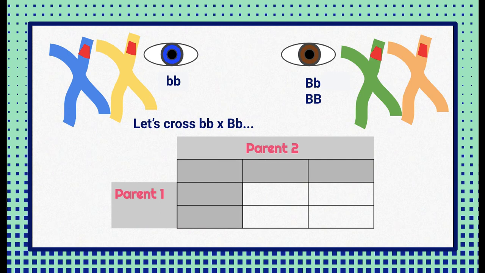If we look at crossing two parents, one with blue eyes, two lowercase recessives, and a brown-eyed parent who's got a dominant and a recessive, we would first start by putting the alleles from the first parent in one column. These are the two alleles that they can pass on to their offspring. We would then put in the possible alleles that the second parent could pass on. Finally, we would then work out the 4 possible combinations that their offspring could inherit.